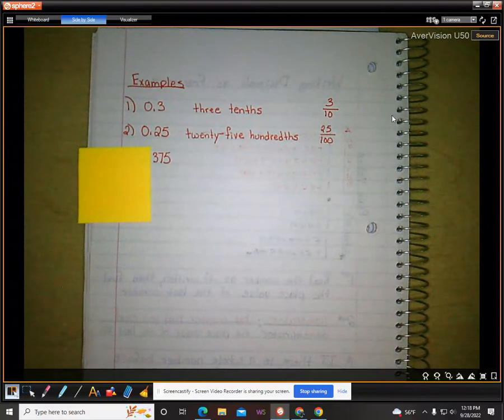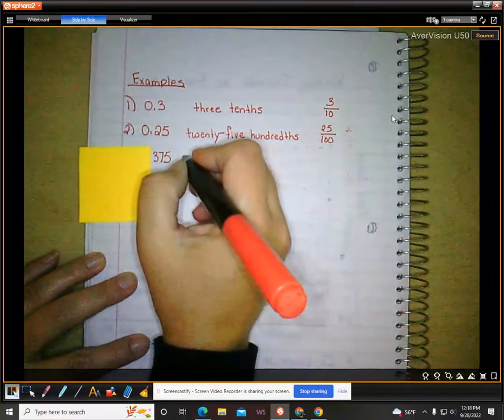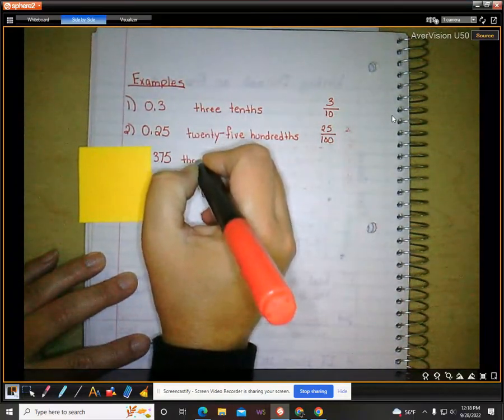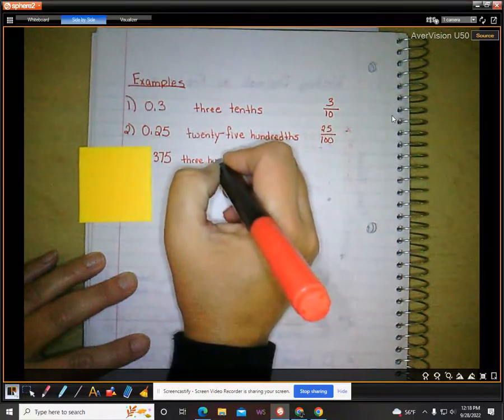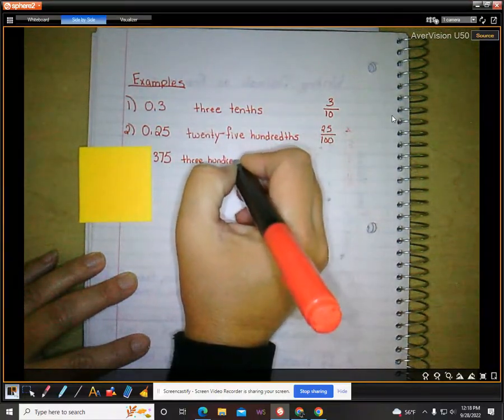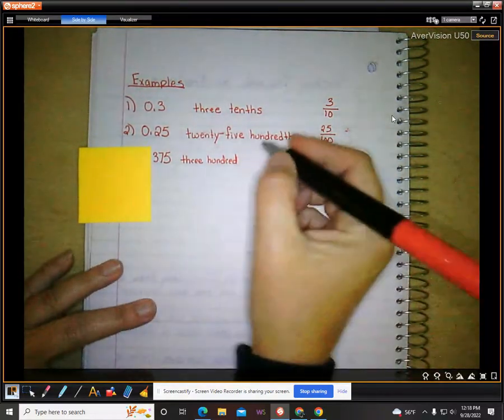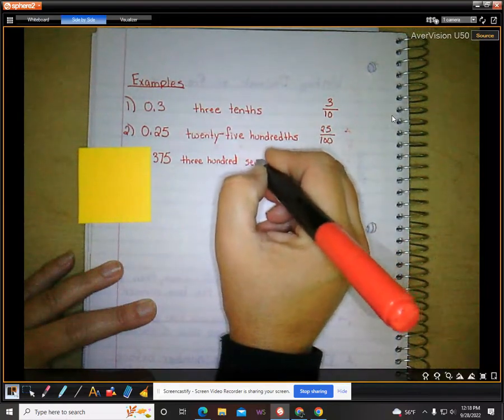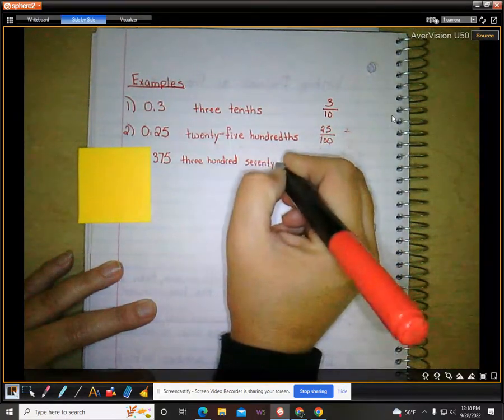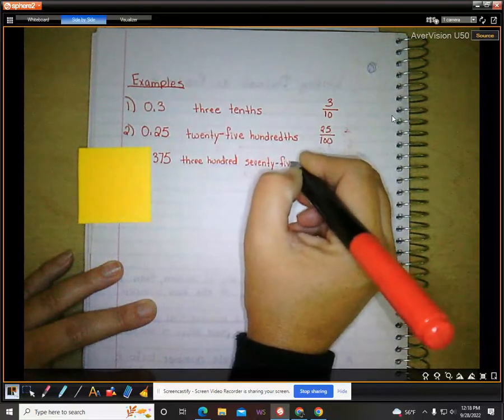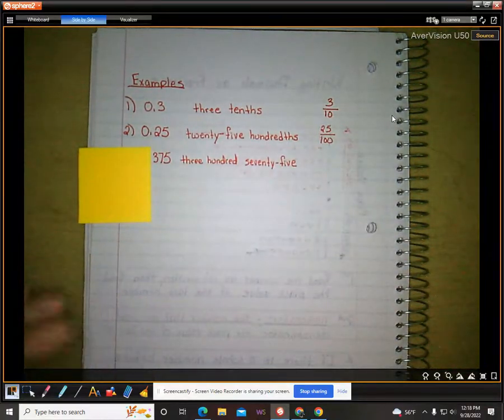375. Now, a lot of people, and I think it's just because it comes out naturally, will say 375 because it just flows. The and after 100 does not go in a word answer. So this would be 300... 75 all together. 375.